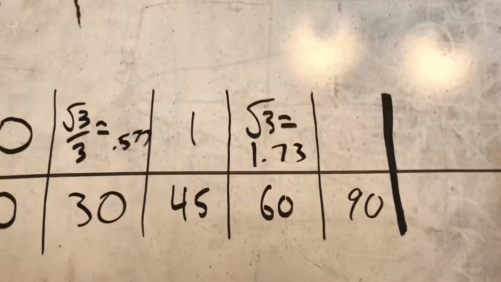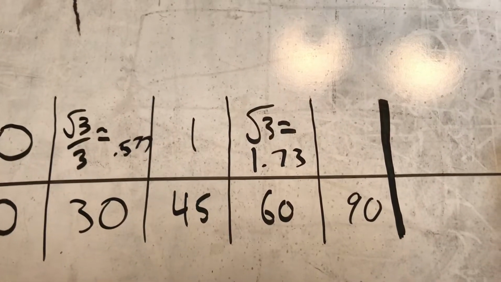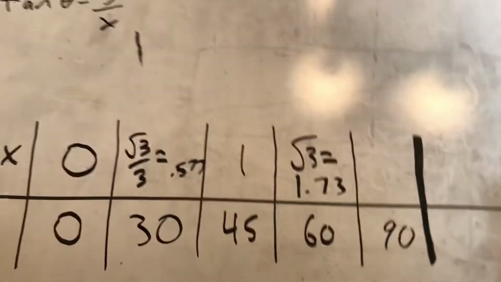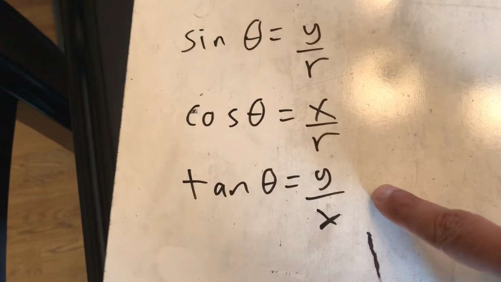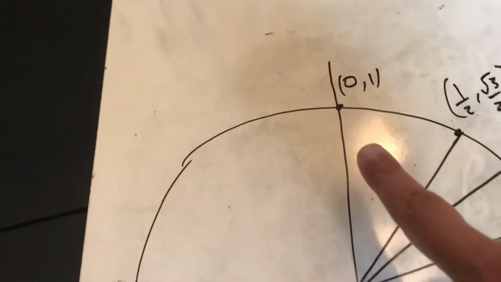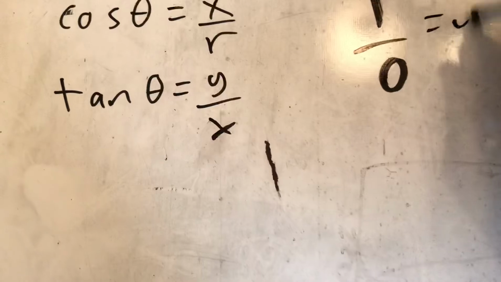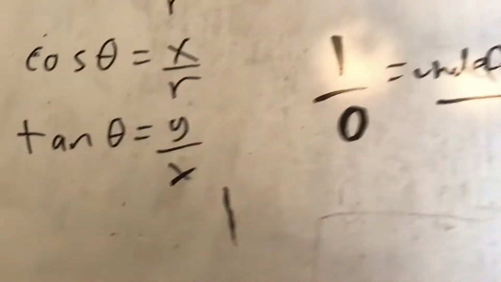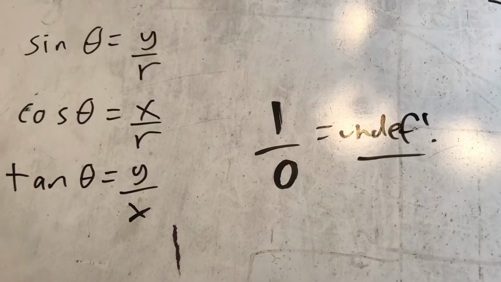Now, tangent of 90 degrees. Well, there are a couple different ways you can look at this. First of all, just the base definition here: tangent is the y-coordinate over the x-coordinate. So if you go to the unit circle, the y-coordinate over the x would be 1 over 0, which is undefined. And that's kind of surprising.